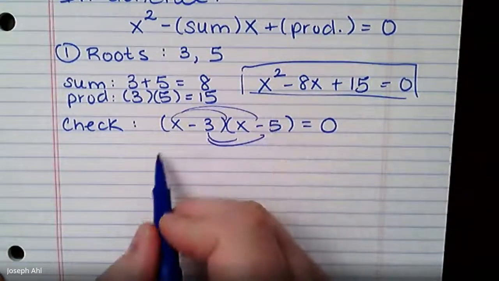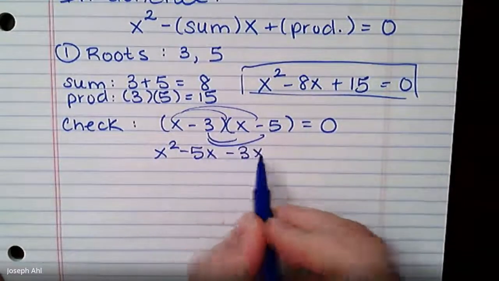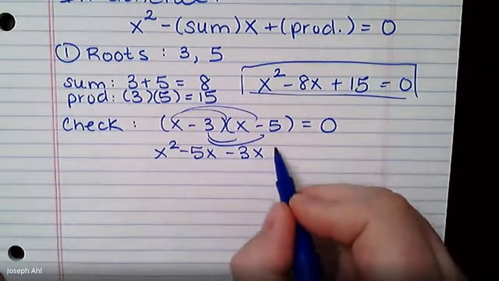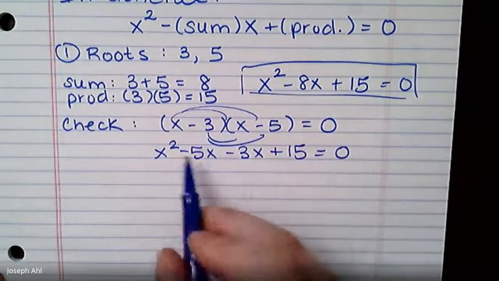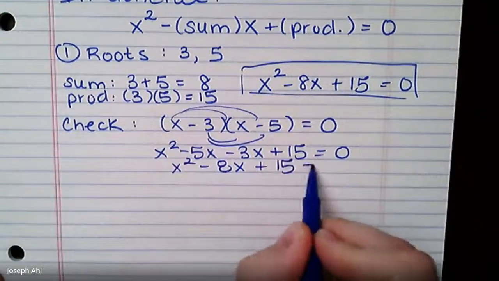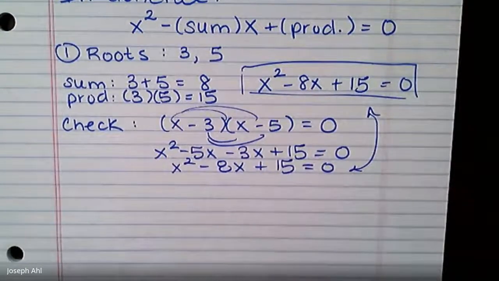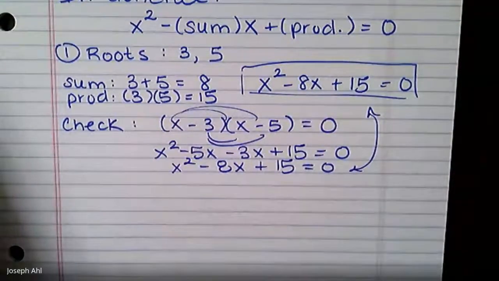Let's see. So we're going to get x squared. The outside is minus 5x. The inside's minus 3x. And then the last term would be a plus 15 there. So combining like terms in the middle, x squared minus 8x plus 15 is the result, which of course, you never doubted me, right? That is the exact equation I got from using sum and product right there.